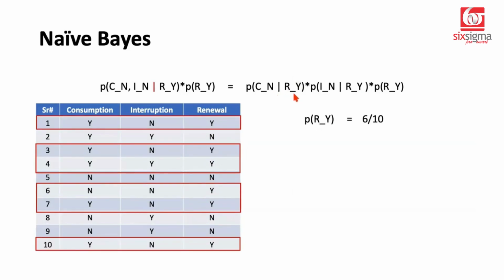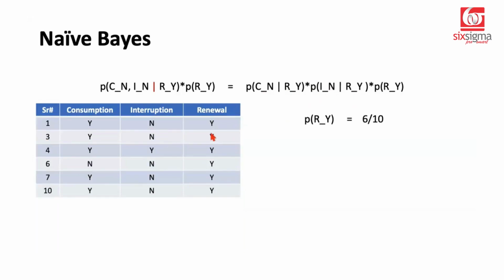The event of renewal being no is not important while solving for this and this. Let's filter the data only for all the yes cases for renewal, and now try to answer this question. What is the probability of consumption being not the usual consumption? If you see, out of 6 cases, there's only one scenario. So 1 by 6 is the probability for this.